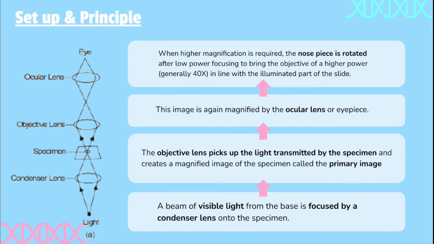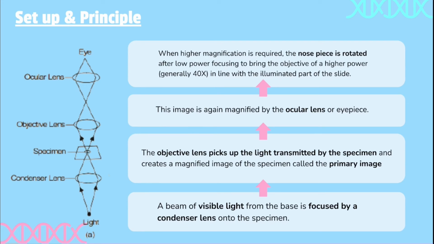The specimen or object to be examined is usually mounted on a transparent glass slide and positioned on the specimen stage between the condenser lens and objective lens. Then, a beam of visible light from the illuminator is focused by a condenser lens onto the specimen.